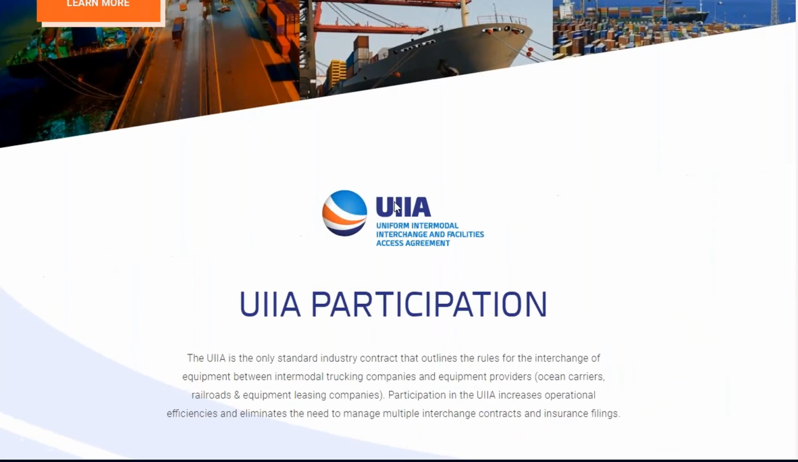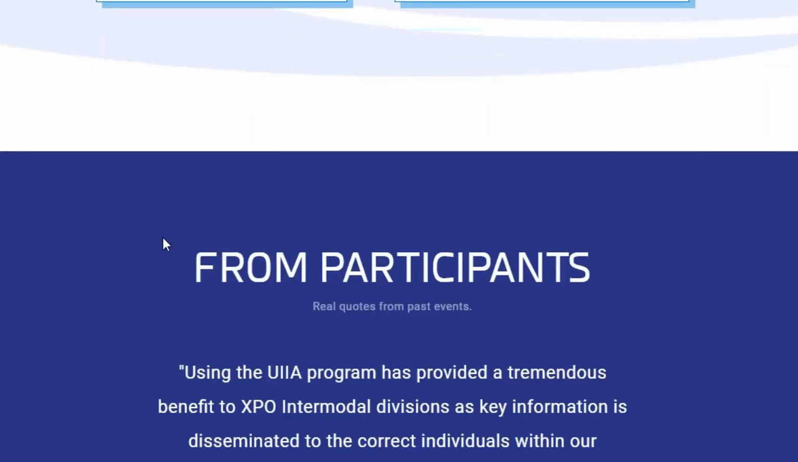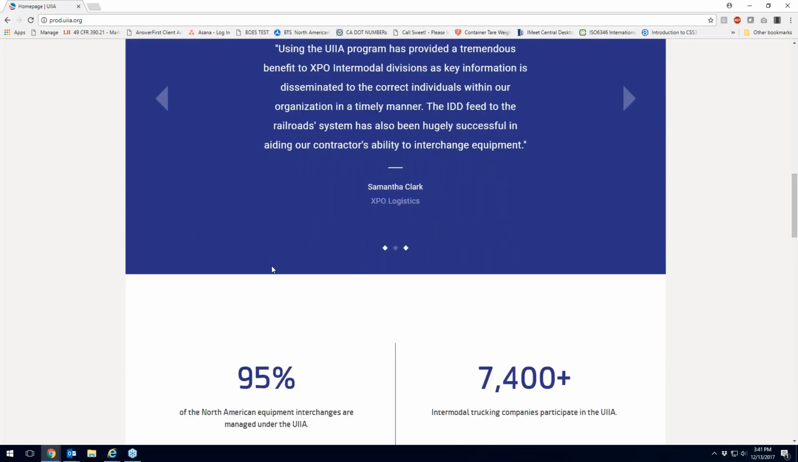Going back to the home page, if we scroll down, there's a section here on UIIA participation. So if a party wants to participate as a motor carrier, they can come to the home page and click here. Or if an equipment provider wants to participate, they can click here. So if you've got a motor carrier that you're working with and they're not a current UIIA participant, you can direct them to our home page and they can simply click on this Participate as a Motor Carrier and start that process.